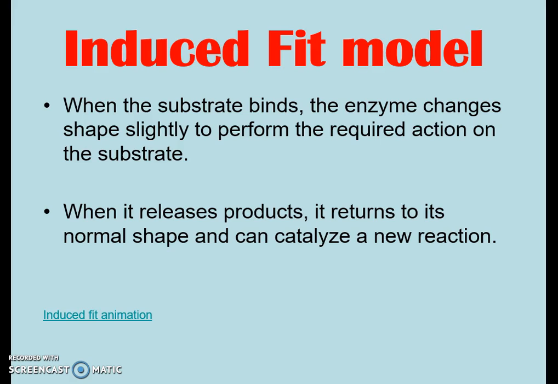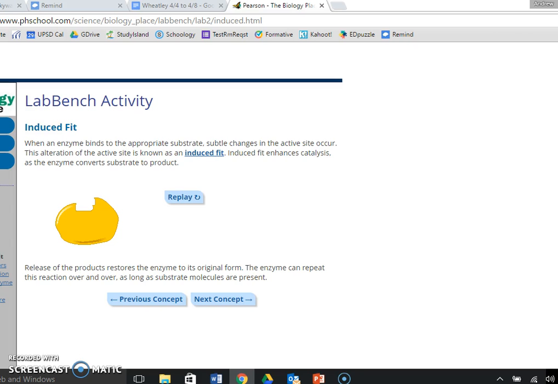After it releases its products, because there's no longer the interaction between the substrate and the enzyme, it returns back to its normal shape, and now it's able to catalyze a new reaction again. So here's a model that shows how the induced fit works. The enzyme is here. The substrate has about the same shape. It's drawn into the enzyme, which then changes shape because of the interaction, breaks it into products, releases products, and after the products get released, it returns back to its original shape.